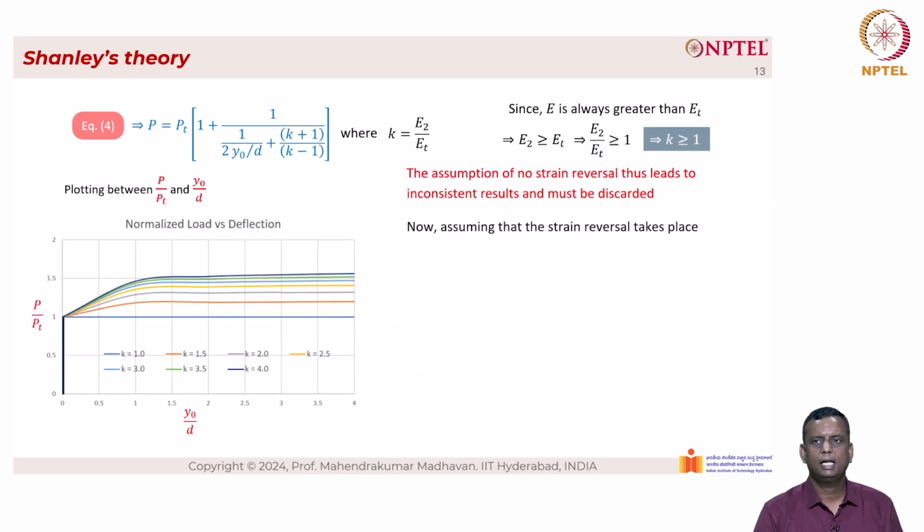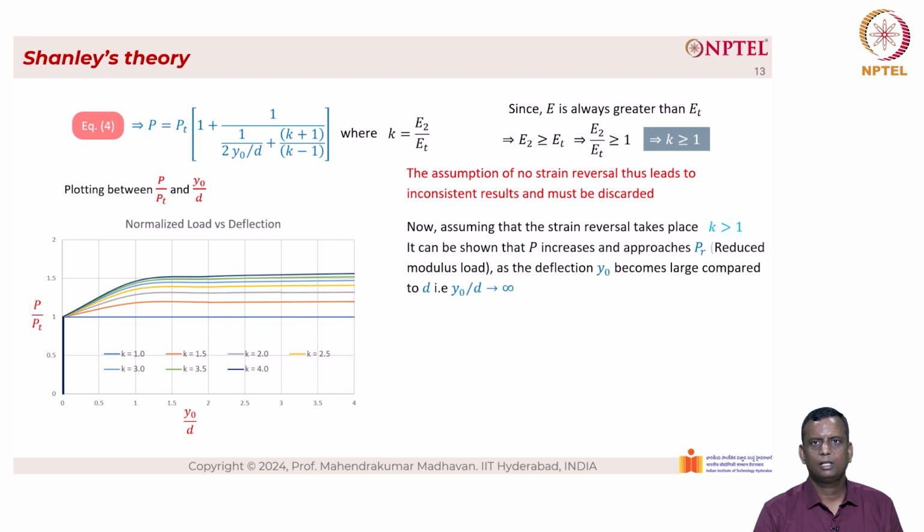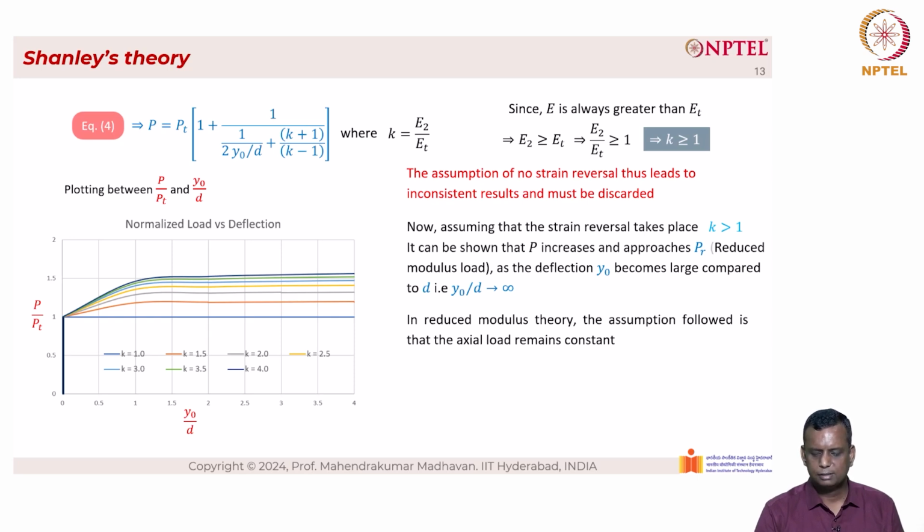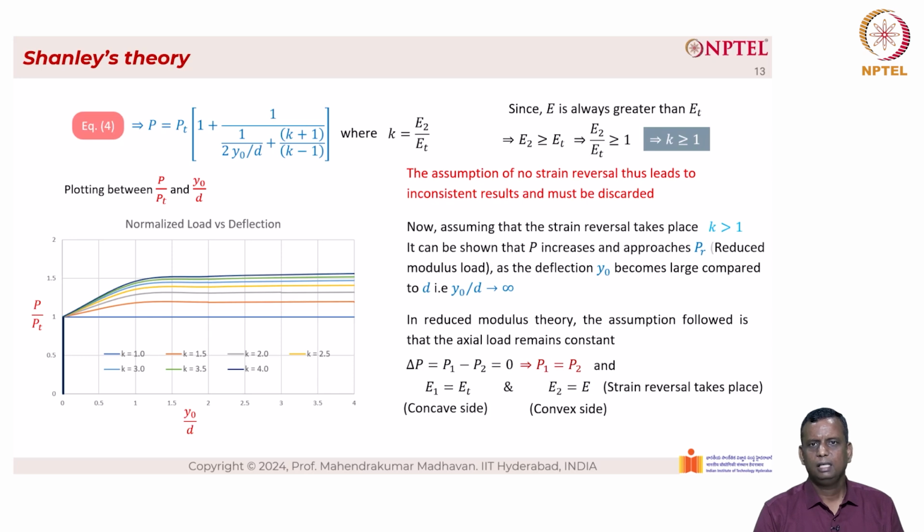Now, assuming that the strain reversal takes place, k greater than 1, it can be shown that P increases and approaches PR, which is the reduced modulus load, as the deflection y naught becomes large compared to d, that is y naught by d tends to infinity. In the reduced modulus theory, the assumption followed is that the axial load remains constant. That is delta P equal to P1 minus P2 equal to 0, which implies P1 equal to P2 and E1 equal to E sub t, which is on the concave side, and E2 equal to E on the convex side, where strain reversal takes place.